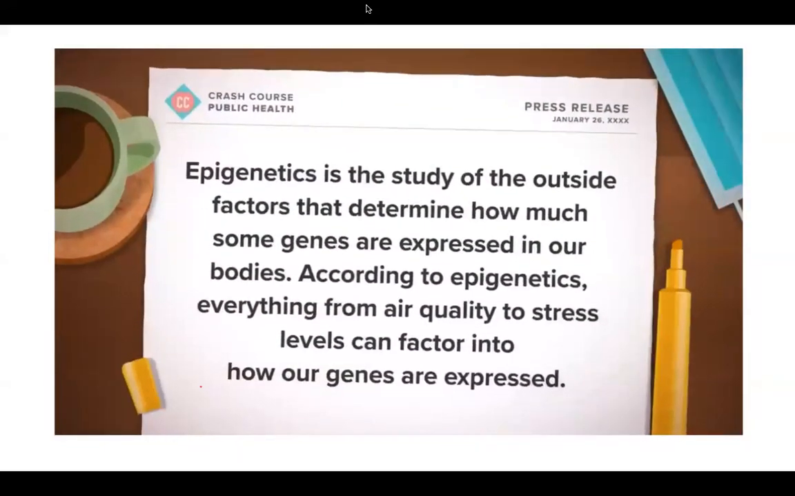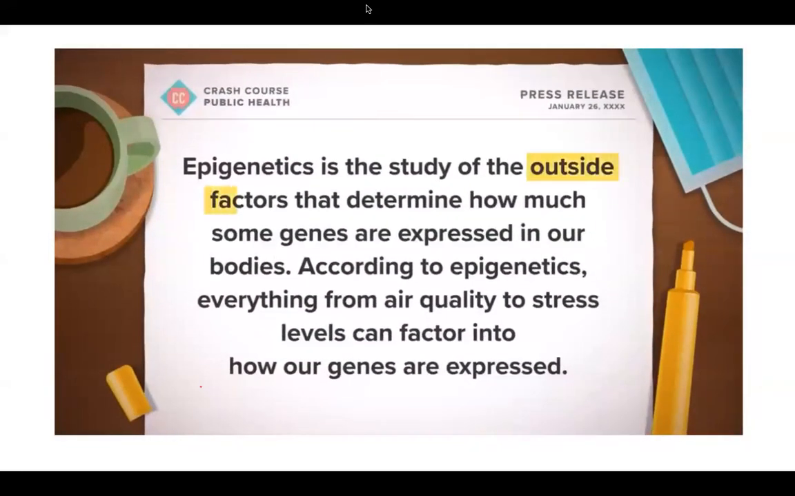But epigenetics says, not so fast. Epigenetics is the study of the outside factors that determine how much some genes are expressed in our bodies. According to epigenetics, everything from air quality to stress levels can factor into how our genes are expressed. Now, epigenetics doesn't mean your DNA sequence is actually changing or mutating. What's changing is your body's interpretation of your DNA.